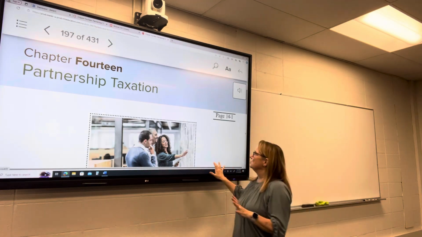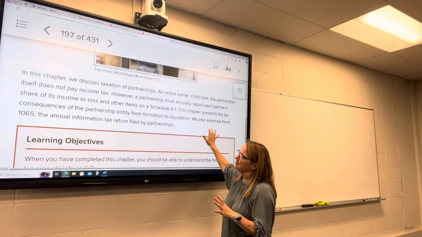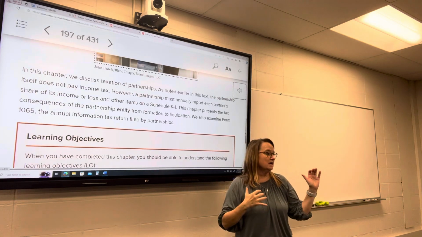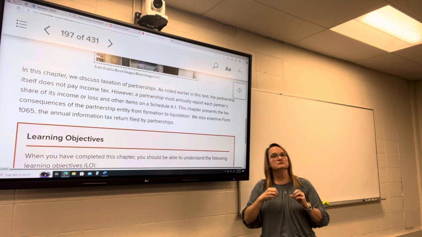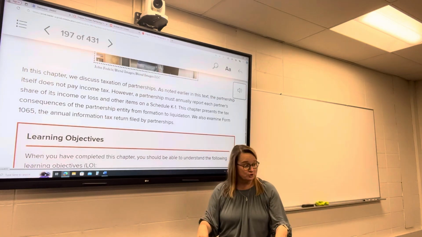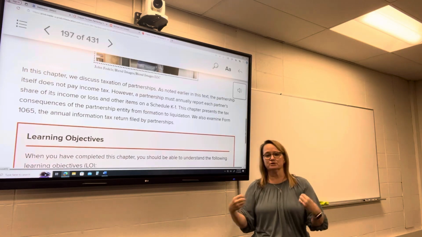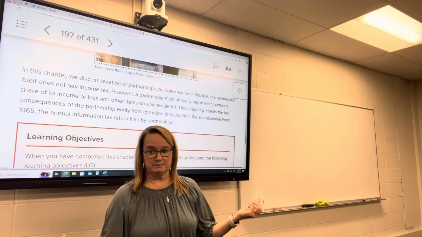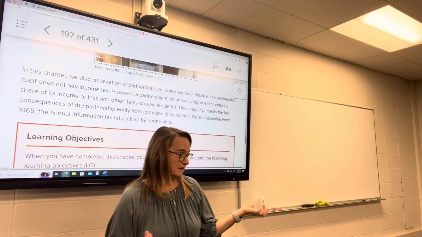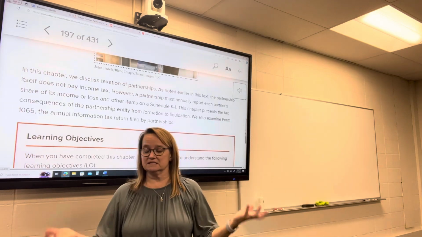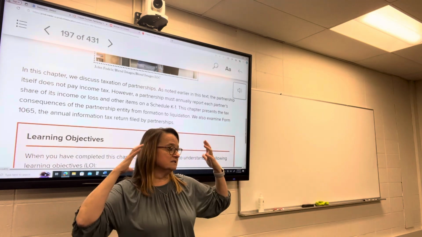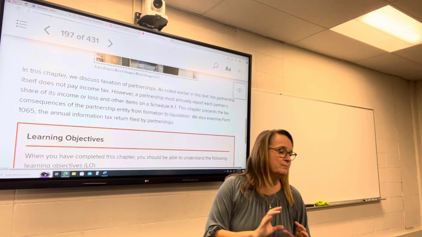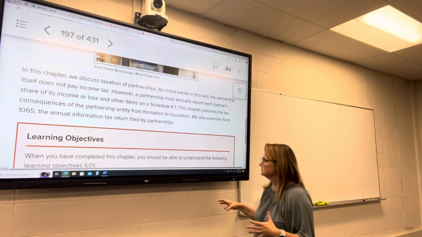So anyway, in this chapter, partnerships are a type of flow-through entity, pass-through entity. So it means that all of the taxable items are reported at the partnership level, but the partnership itself doesn't pay any federal income tax, probably doesn't pay any state income tax. It might vary depending upon the state. In the state of Iowa, it wouldn't pay any state income tax. All of that taxable income flows through to the owners or the partners based upon their ownership percentages.